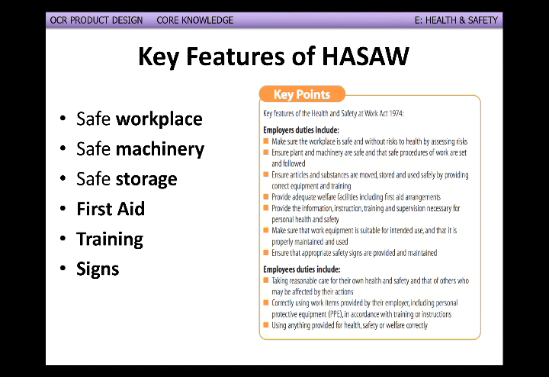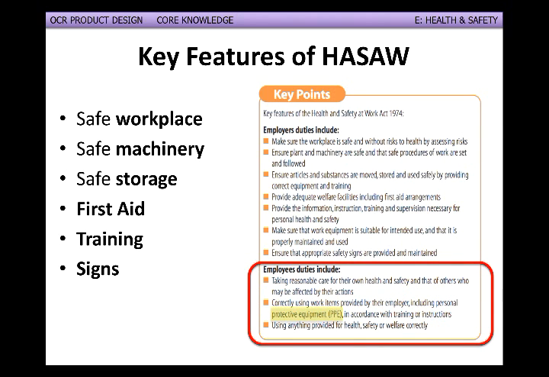So there are a few key features of the Health and Safety at Work Act. You can pause the video and read through these at length on your right, but essentially it just boils down to these six things here. In other words, providing a safe workplace, safe machinery, safe storage of dangerous things, first aid, training for people that work there, and the correct signs that are going to be placed around the workplace.